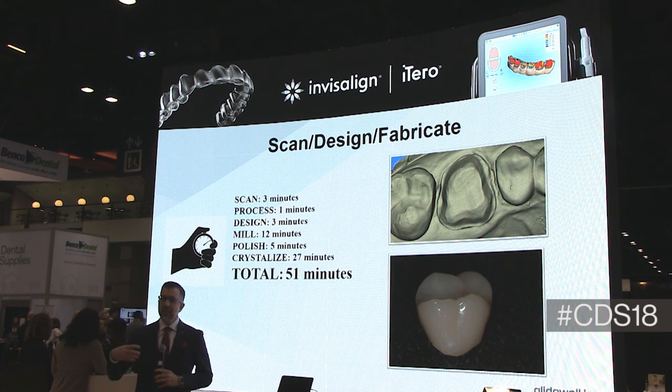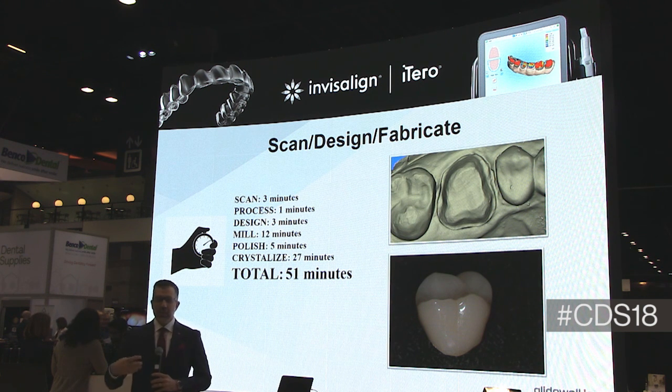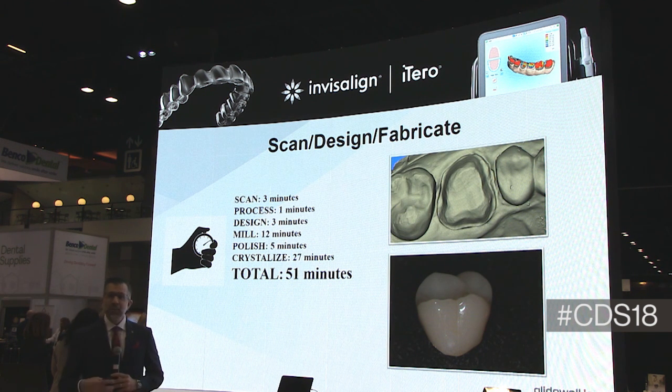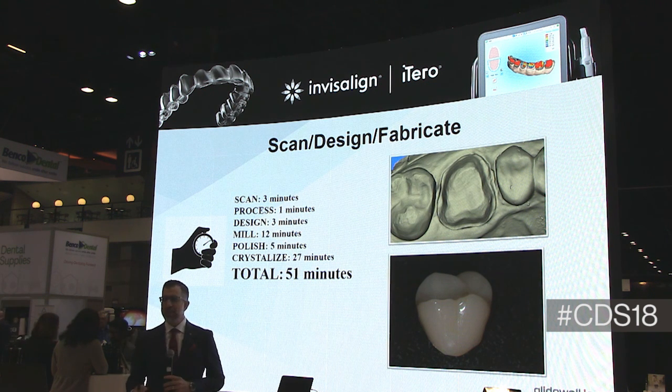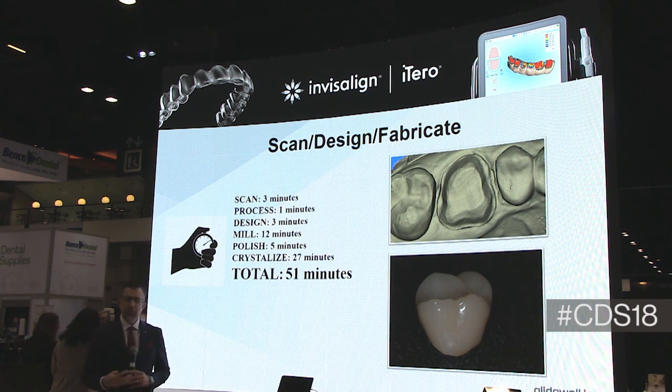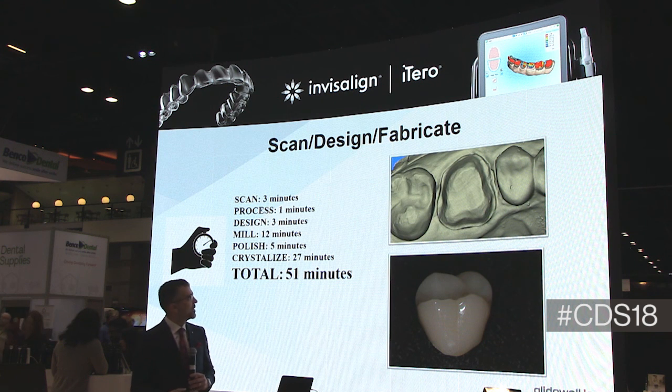Once you do that, fast forward, since the impression is taken, you send it to the design studio, and then you mill the restoration. Now with a lithium silicate or a glass ceramic restoration, it doesn't come out full strength. It actually comes out less strength. Full strength is about 400 megapascals. So in order to get it to full strength, it has to be crystallized in a crystallization oven.